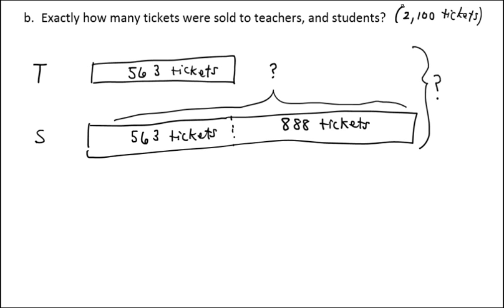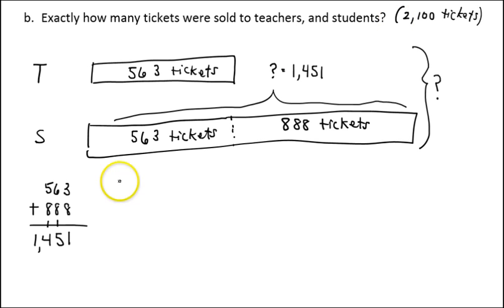To figure out the number sold to the students, I'll use the standard algorithm. So we have 563 tickets plus 888. 3 plus 8 is 11. 6 and 8 is 14, plus 1 more is 15. 5 and 8 is 13, plus 1 more is 14. That tells me 1,451 tickets were sold to the students.